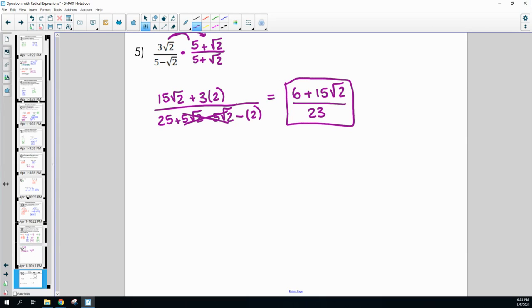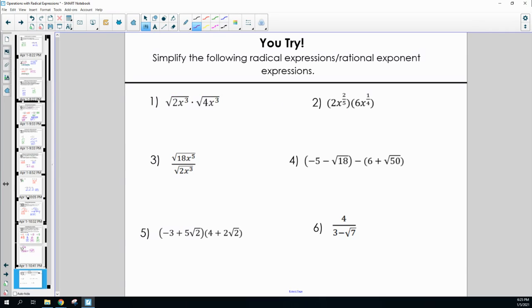Okay, so you guys are going to try these 6 problems. So simplify and make sure that you show your work.